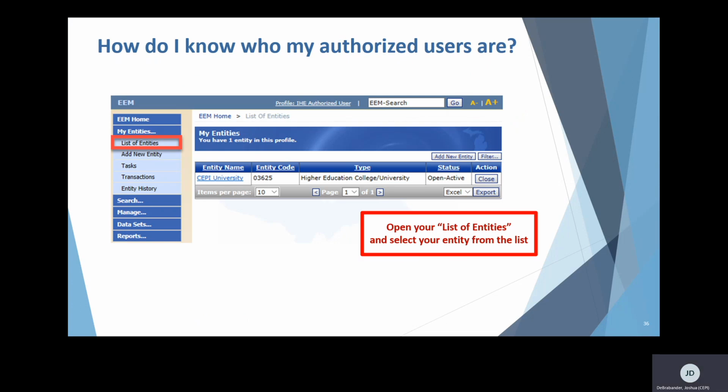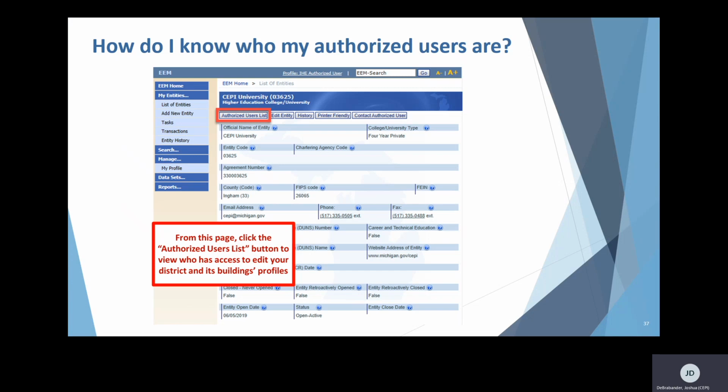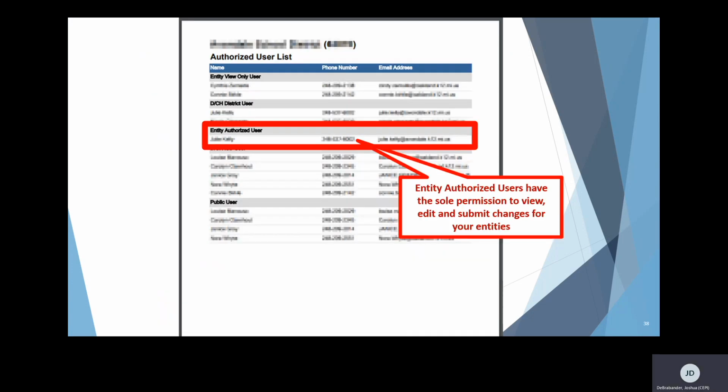If you ever need to know who your authorized users are, there are a couple different ways to do that. If you have a login for EEM, you can actually check in the application. So first log in and open your list of entities to find your institutions. On the page for your institution, you can click the Authorized Users List button to view who has access to edit your institution's information. Clicking the button will generate a PDF that lists your authorized users.